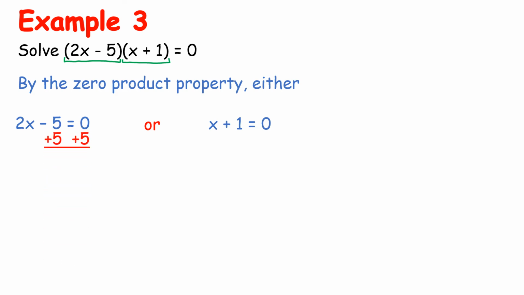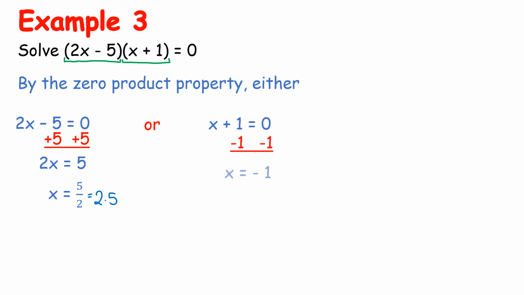We'll add 5 to both sides, and that gives us 2x equals 5. Then we're going to divide both sides by 2, and that will give us x equals 5 over 2, or if you prefer, 2.5. So that is our first answer, and it's okay that it's a decimal. That's absolutely fine. Sometimes students think, oh, if it's not a whole number, it's incorrect. But it's not. That's absolutely valid.